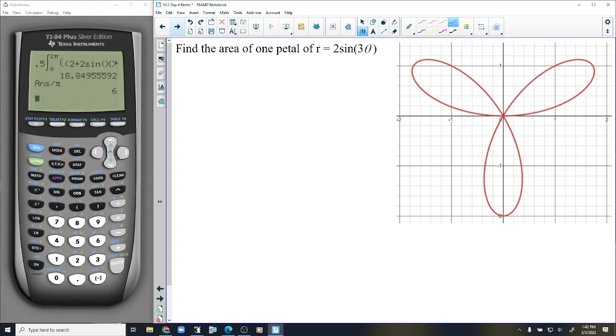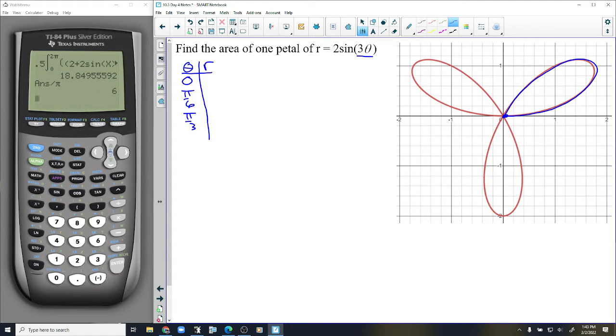So I need to know where this petal begins and ends. Now, I'm pretty sure it's going to begin at 0. So 0, we'll count by pi over 6s. 1/6, 2/6.